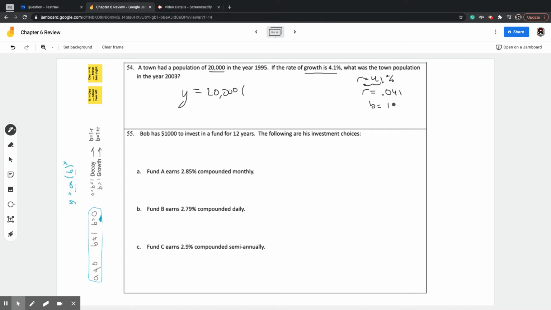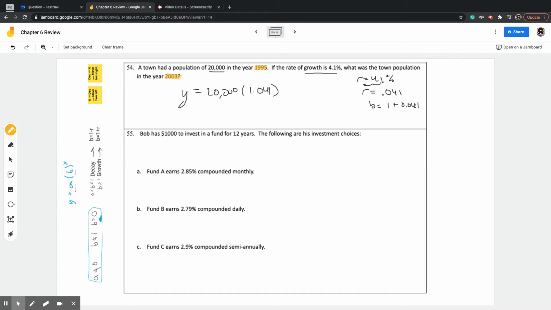Is it plus or minus? Well, plus 0.041. So 1.041 raised to some time. Okay, so this one is a tad bit tricky because you're not going to plug in 2003, even though that is the most relevant time. What we need to figure out is, comparing the beginning to the end, how much time went by.